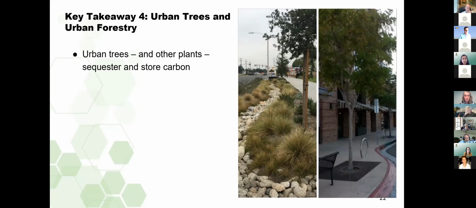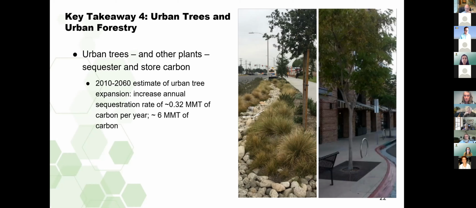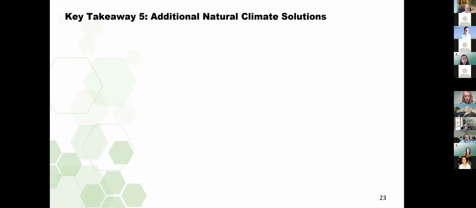Recent estimates from American Forests and the Nature Conservancy of California suggest that there is substantial sequestration and storage potential in the San Diego region through urban forestry and greening. Together, the estimates suggest that annual sequestration could increase by approximately 0.32 million metric tons per year. Such an expansion could also store an additional 6 million metric tons of carbon dioxide.